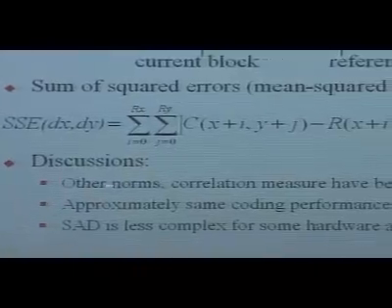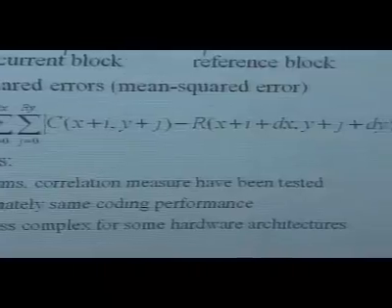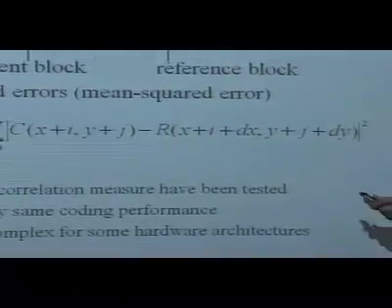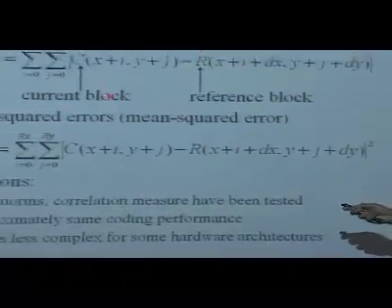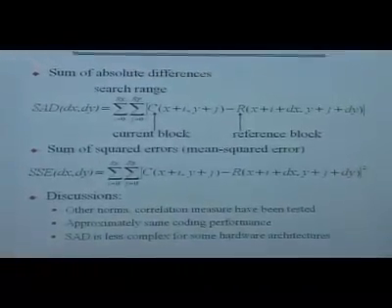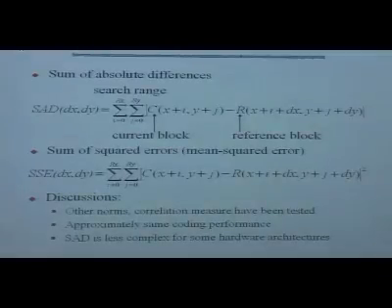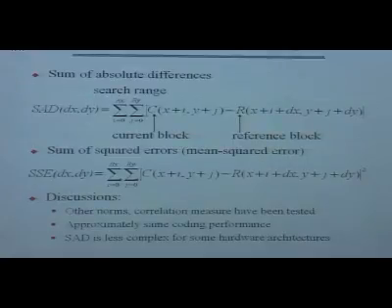Now, people have tried other norms and other correlation measures, but roughly nothing really outperformed this simple SAD by a significant margin. So we start with this. Approximately the same coding performance, and this is typically the least complex out of everything that people tried.